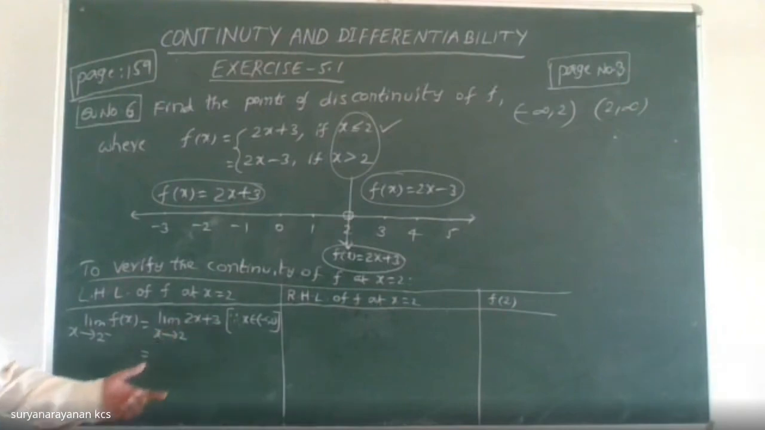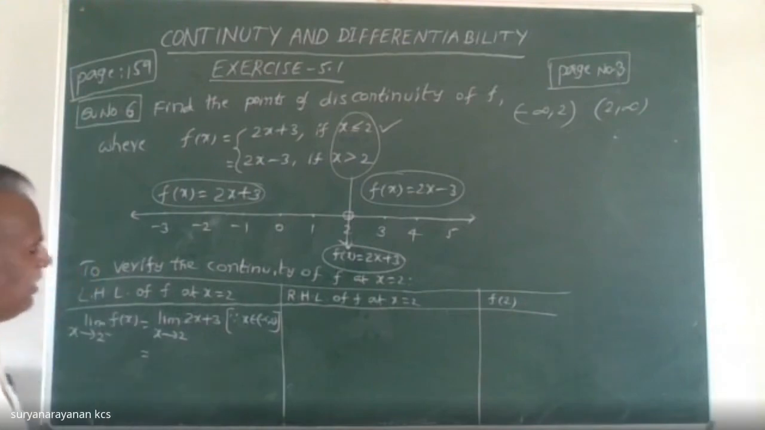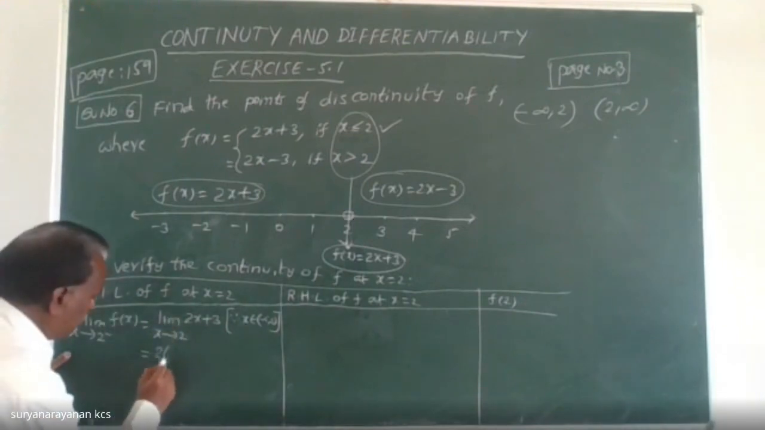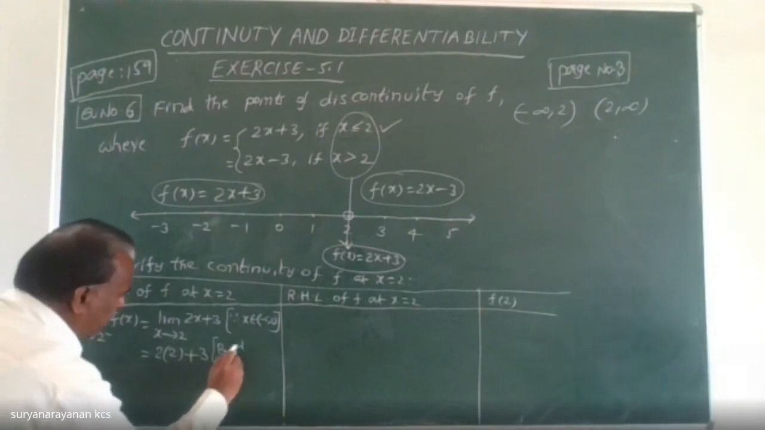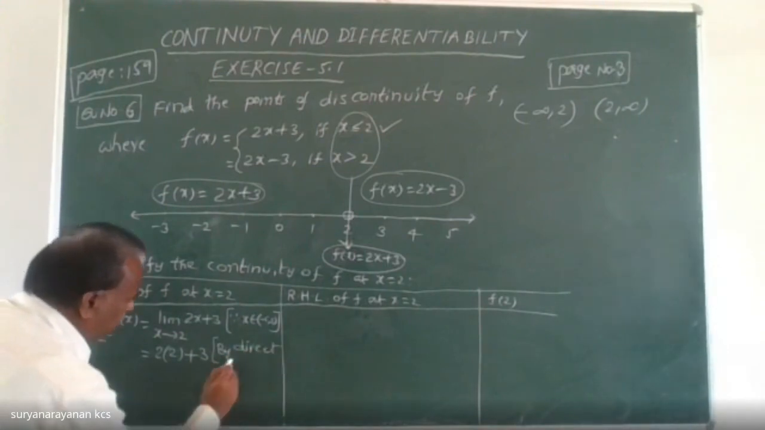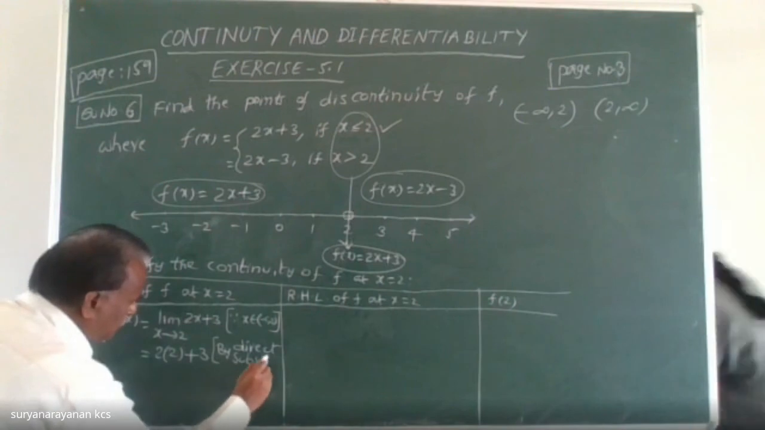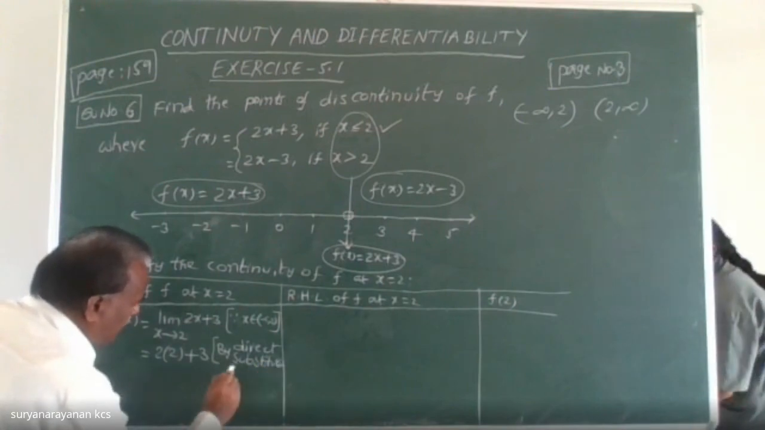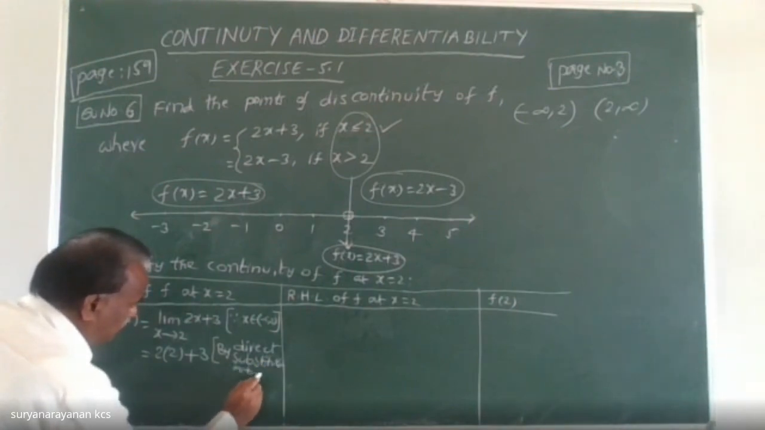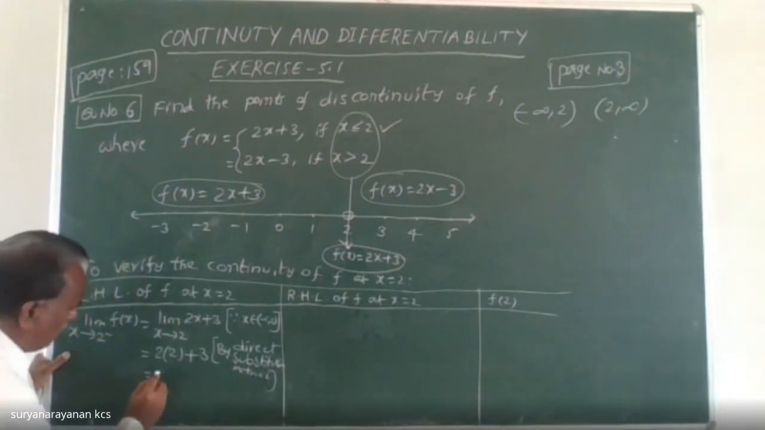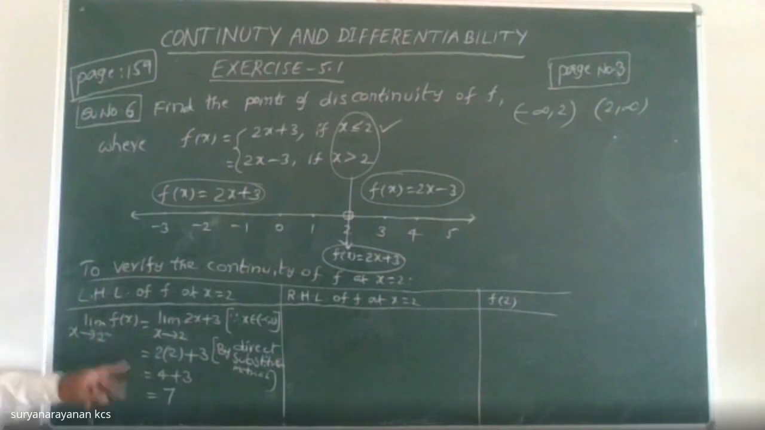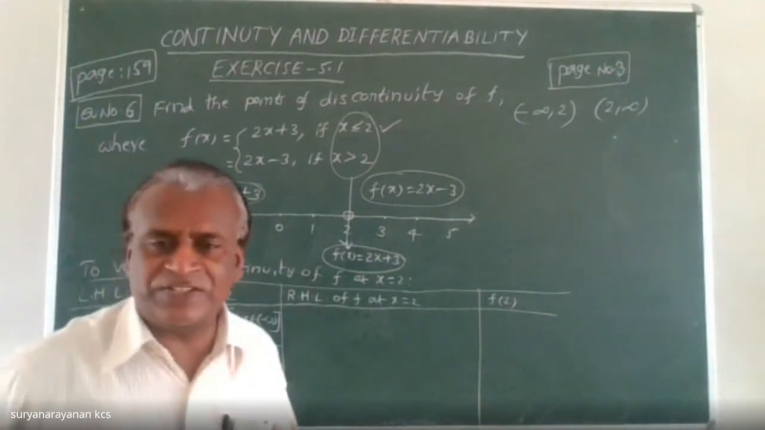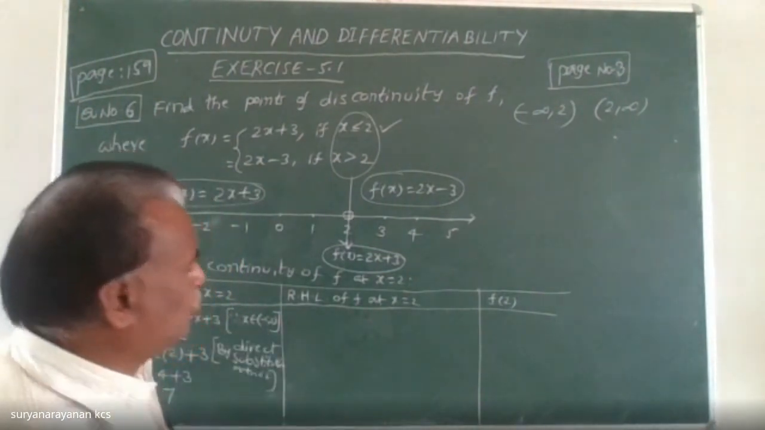How do you find it? Substitution, sir. Direct substitution. Tell me, what is 2 into 2 plus 3 by direct substitution method? So what will you get here? 4 plus 3. So this is the left hand limit of this function at x equal to 2.